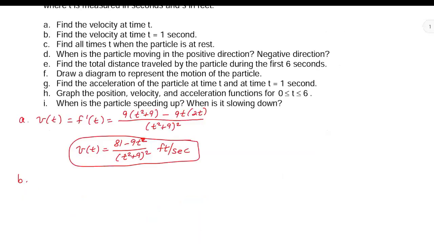Part B, find the velocity at time equals 1. So that means I'm going to find v of 1.